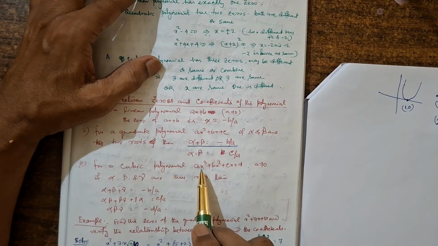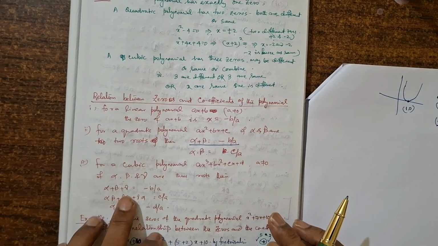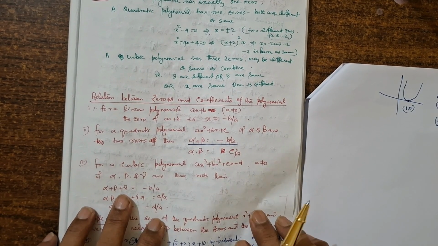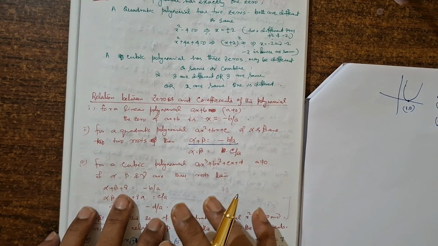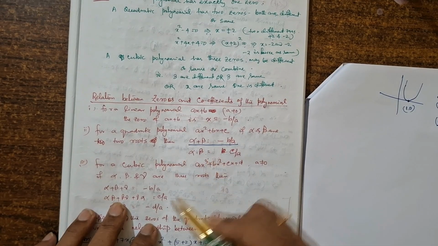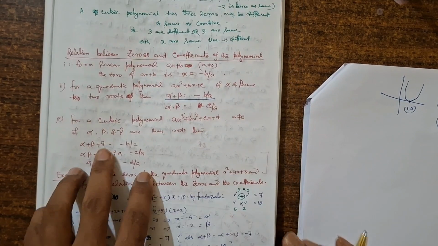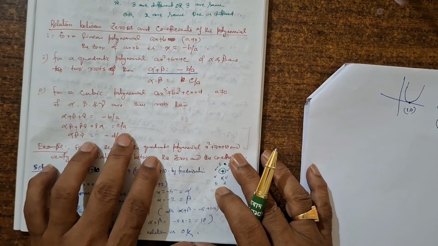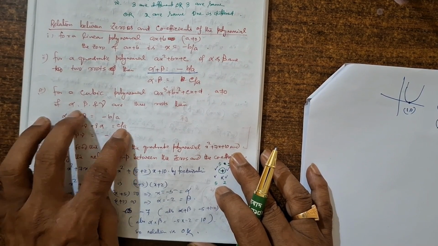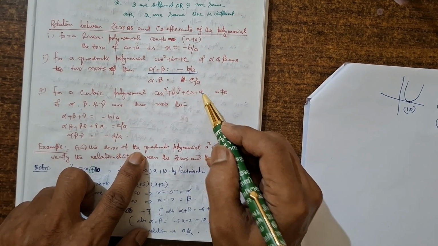For a cubic polynomial, ax cube plus bx square plus cx plus d, it is just a formula. You remember this. What is alpha plus beta plus gamma? The individual alpha, beta, gamma are not given. We have not found the individual roots. But if alpha, beta, gamma are the 3 roots, because a polynomial of power 3 means 3 roots, alpha plus beta plus gamma is equal to minus b by a. Alpha beta plus beta gamma plus gamma alpha is equal to c by a. Alpha beta gamma is equal to minus d by a, because it comes to d.